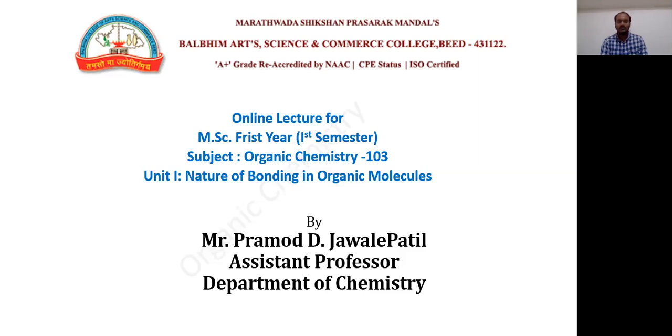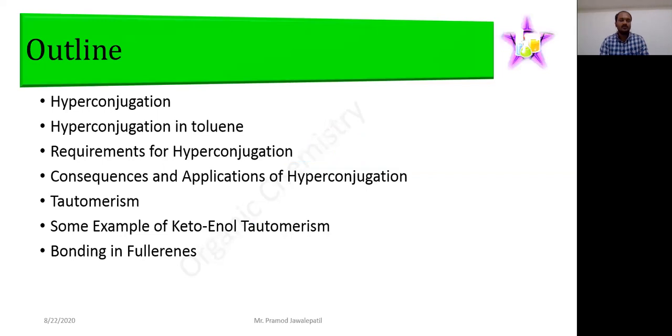Friends, in today's session we will continue the remaining part of the last topic, nature of bonding in organic molecules. We will see hyperconjugation, hyperconjugation in toluene, requirements for hyperconjugation, consequences and applications of hyperconjugation, tautomerism, some examples of keto-enol tautomerism, and bonding in fullerene or Buckminsterfullerene, which I explained a little bit in the last lecture.